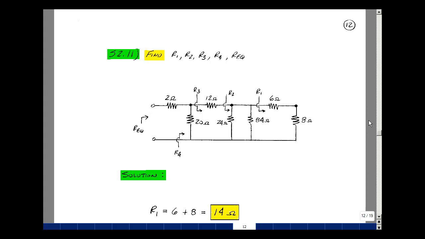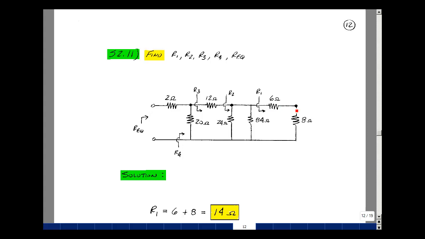Given this circuit, could you find the resistance R1 between this terminal and this terminal, R2 between this terminal and this terminal, R3 between this terminal and this terminal, R4 between here and here, and then lastly R equivalent between these two terminals. So let's begin to find the equivalent resistances.